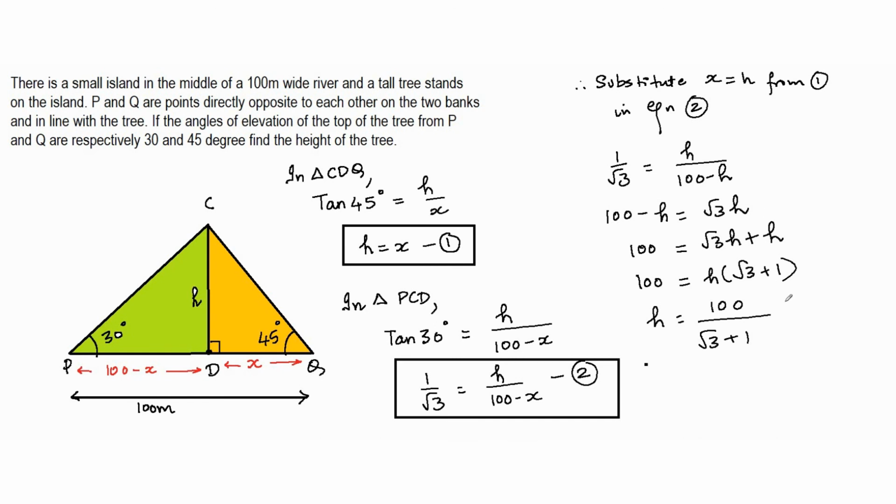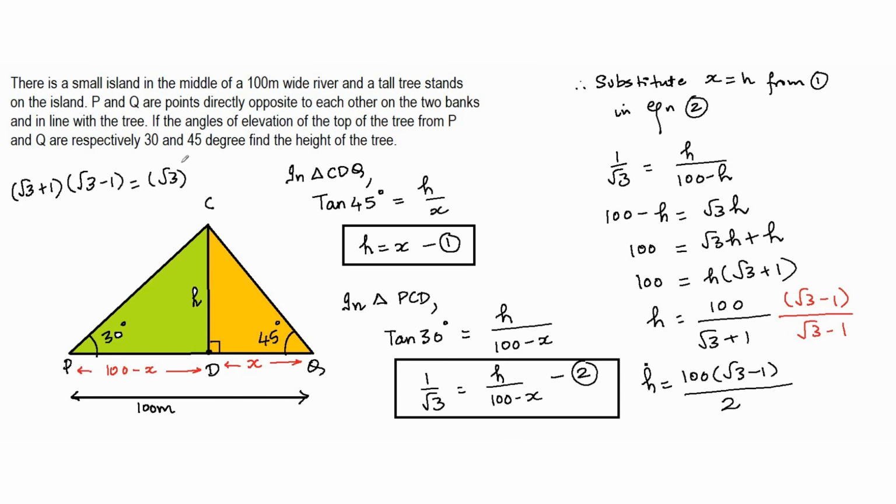Multiplying the numerator and denominator by root 3 minus 1, we get h is equal to 100 times root 3 minus 1 divided by root 3 plus 1 into root 3 minus 1. This is of the form a plus b, a minus b, which is equal to root 3 square minus 1 square. So let me just show that here. Root 3 plus 1 multiplied by root 3 minus 1 is root 3 square minus 1 square, which is 3 minus 1, that equals 2. And 100 upon 2 is 50, so this is going to be 50 times root 3 minus 1.